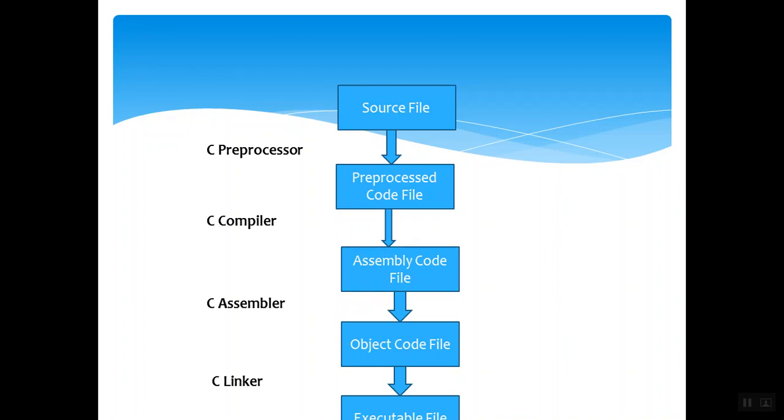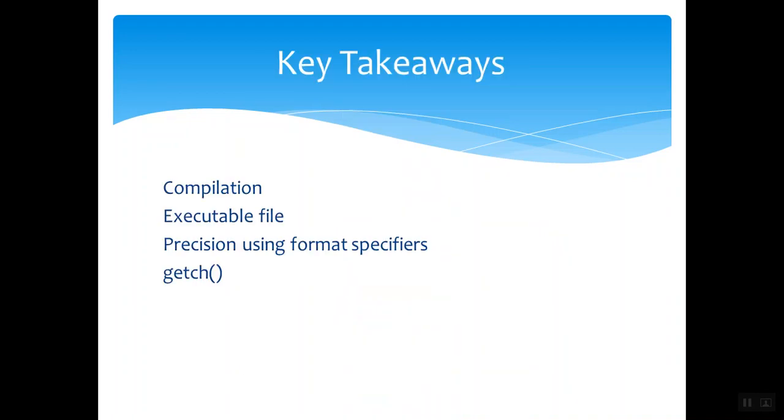Then it goes through the compiler, which creates an assembly code file from this preprocessed file. That goes through the assembler, which creates an object code file, and then it passes through the linker. If there's any reference to an external file or external function, it gets merged with the object code file, and finally our executable file gets created.